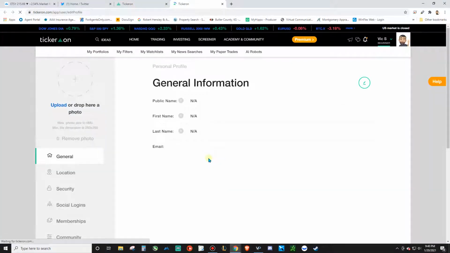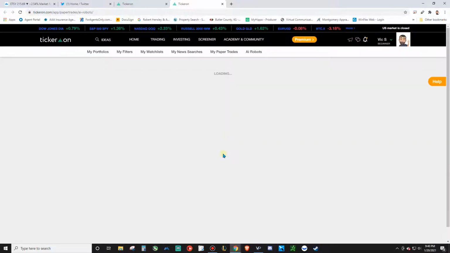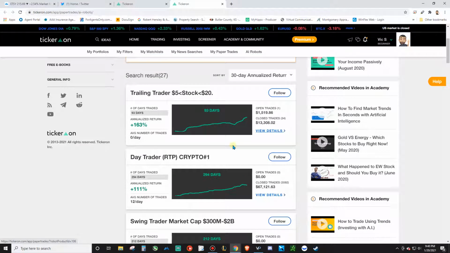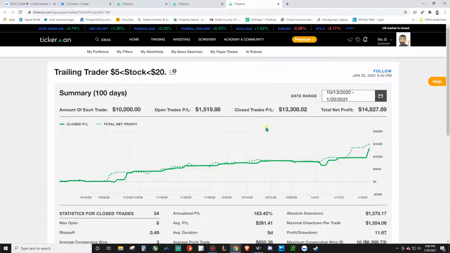We'll just look at these. Hold on a second here. I want to look at these robots here real quick. AI robots. What's cool about these is some really smart people have developed robots to trade for you effectively. I don't think it actually trades for you because I haven't done it yet, but you can pay that $90. You can follow one robot at a time and it's going to send you alerts on how to trade, on what to trade and when to get out. And then it'll even show you its performance here.